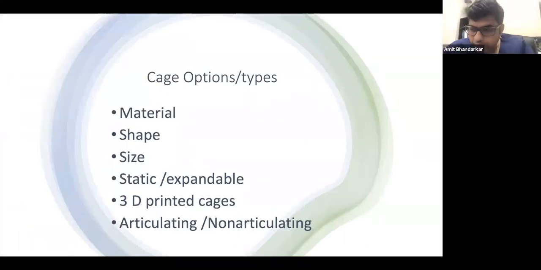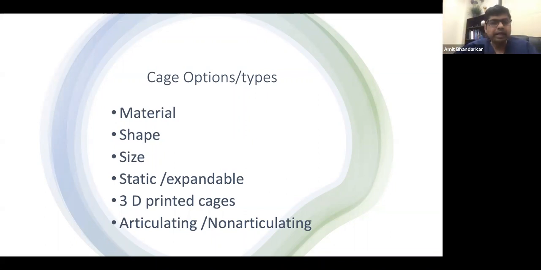So before we go ahead and study the characteristics of the disc space and how the cage options vary for those patients with different characteristics, let's find out what the different types of cages are. Cage options are numerous. I tried to summarize them and divide them based on material, shape, size, if they are static or expandable, if they are 3D printed cages, or if they're articulating or non-articulating. This combination may give a different kind of cage. So these permutations and combinations will create numerous cages.